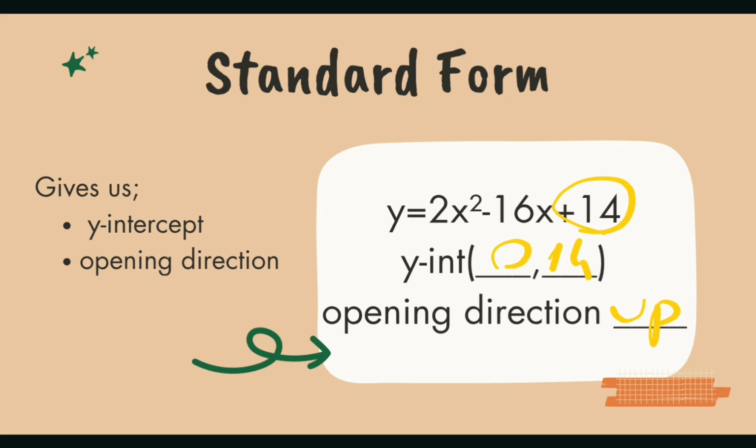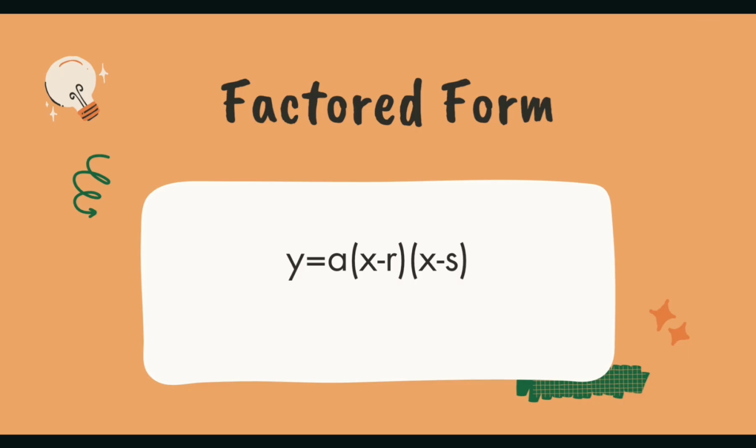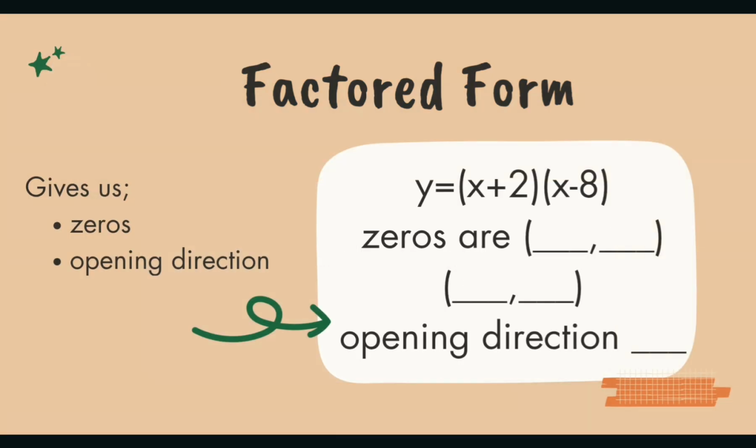Now let's look at our second form. Our second form is factored form, and we represent the factored form as y equals a(x minus r)(x minus s). Factored form gives us zeros and opening direction. Now let's look at our example. y equals (x plus 2)(x minus 8). In the formula, we multiply the zeros with minus, so we will multiply again and find the zeros.